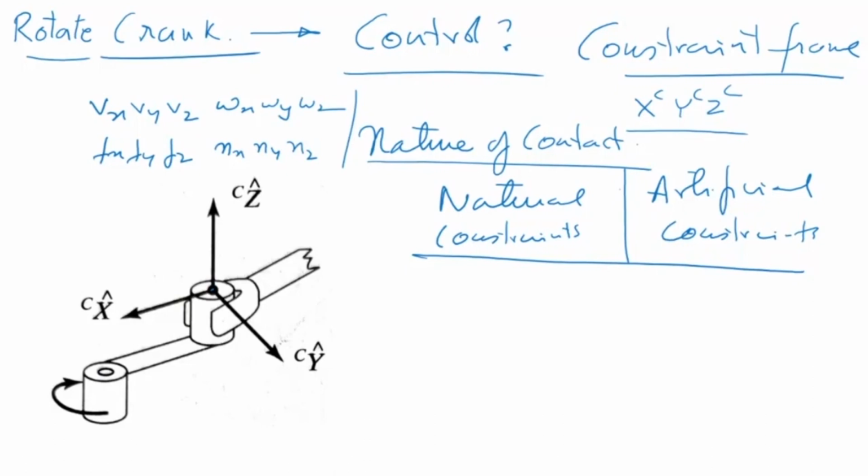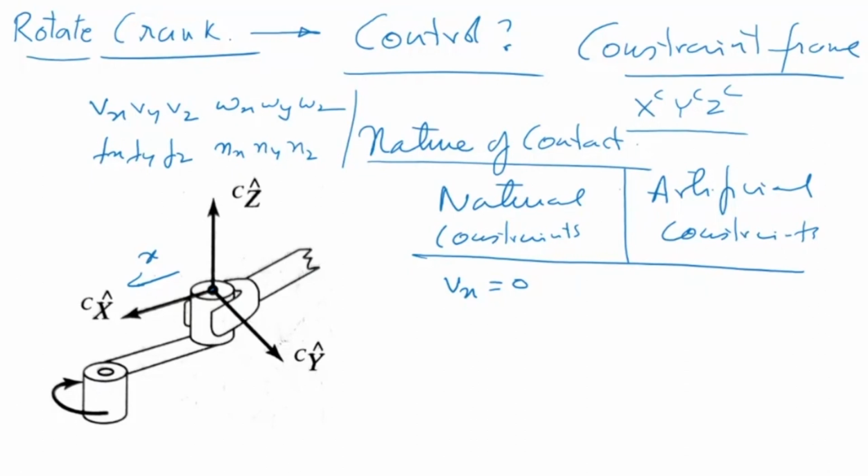Now, in this case of a robot trying to hold the handle and rotate the crank, what are the natural constraints? If you see, velocity Vx is equal to 0. Okay, please note this very carefully. Can the robot apply a velocity in the x direction, in this direction? It cannot. Why? Because it is constrained there.